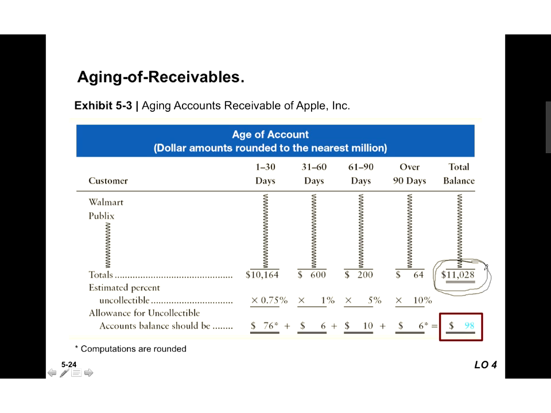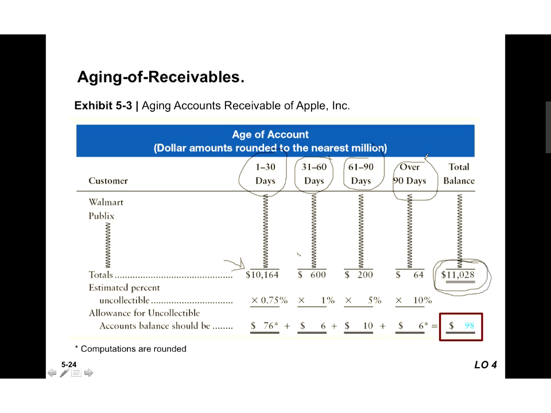Now what they do is they take each one of the accounts receivable and put it into a column based on how many days past the invoice date it is. So the vast majority of these accounts fall in this 1 to 30 days past the invoice date. So they say 10,164 are in the 1 to 30 day bucket. And then they've got 600 in the 31 to 60 day bucket. And then they have 200 in the 61 to 90, and then over 90 days they have 64.